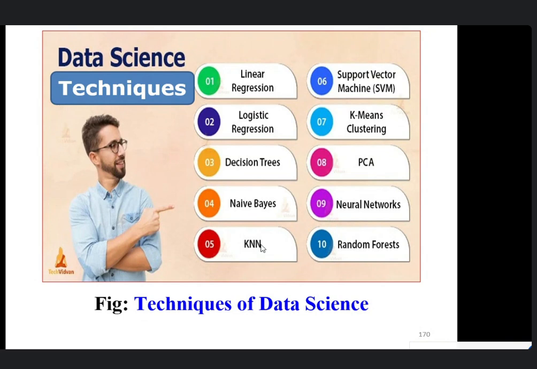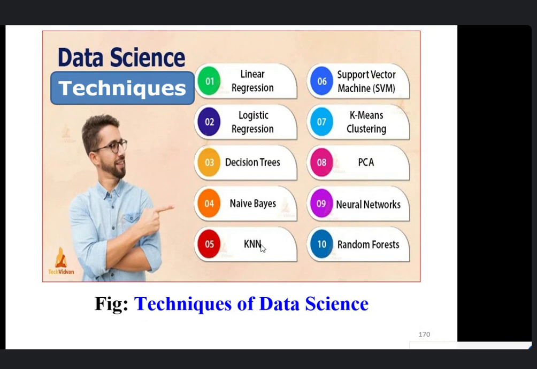Decision tree is one of the classification techniques based on the root and child node decisions. It is going to classify the data. Naive Bayes classification is one of the classification techniques based on the distance between the 2 points.